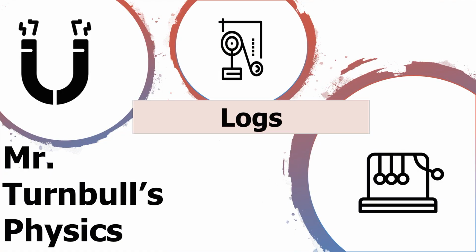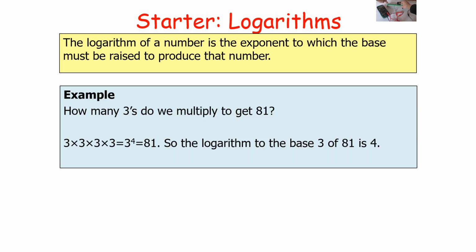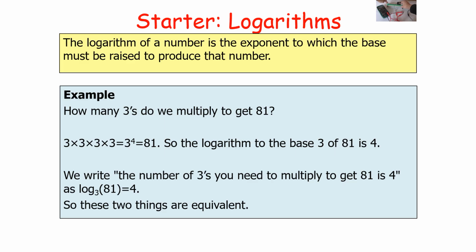So let's now have a look at the idea of logarithms. The logarithm of a number is the exponent to which a base must be raised to produce that number. So for example, how many 3's do we need to multiply to get to 81? You do 3 times 3 times 3 times 3, which is 3 to the power of 4, which is equal to 81. So the logarithm to base 3 of 81 is 4. So we can write that the number of 3's you need to multiply to get to 81 is 4. So we say log base 3 of 81 equals 4.